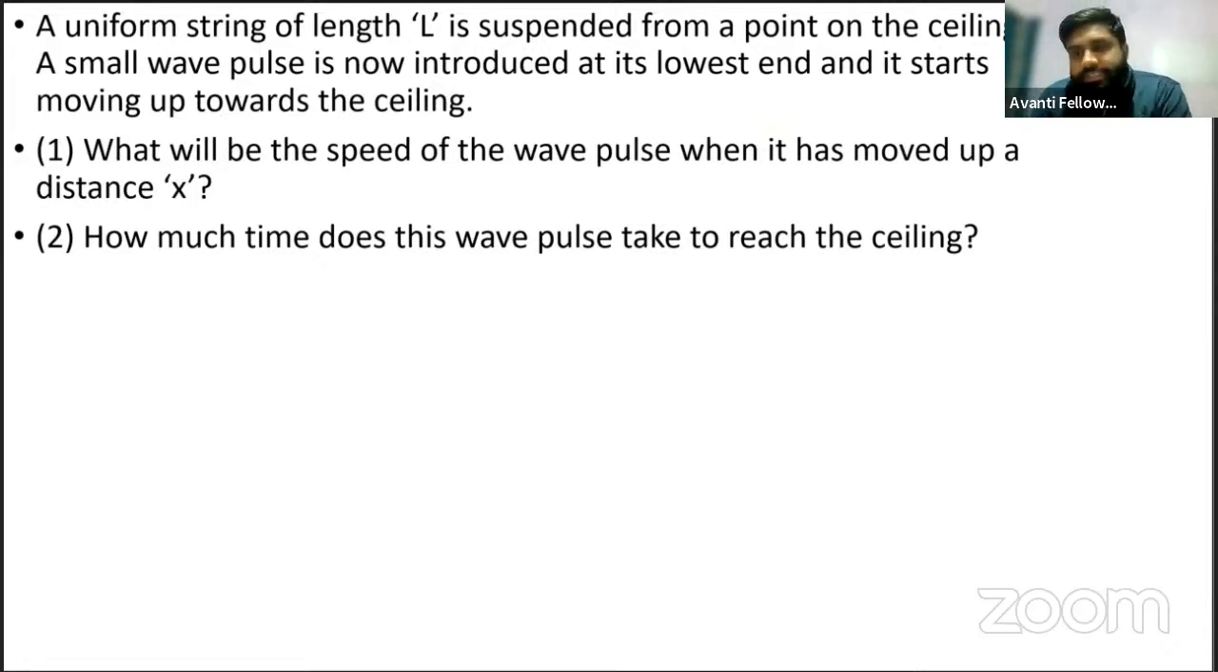The first pointer in this question is given in the first line only. Uniform string. This string is uniform, which means the linear mass density, mass per unit length, is also constant in this. Got it? And it has a length L.